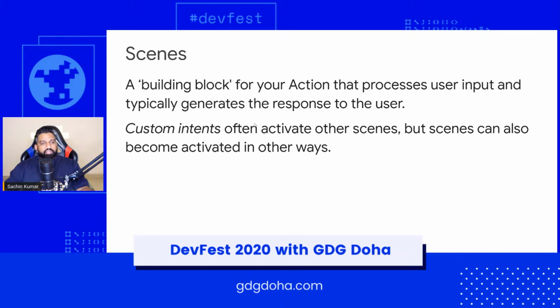Now, speaking of Actions Builder, there are some fundamental building blocks that you need to understand. The first one is scenes. If you're used to building chatbots using Dialogflow, scenes would be a completely new concept for you. So what are scenes? Scenes are building blocks for your action that process user input and typically generate a response to the user. I think the easiest example I can give you is whenever you say, talk to my application, and the application, or your voice assistant, responds back with a specific response.